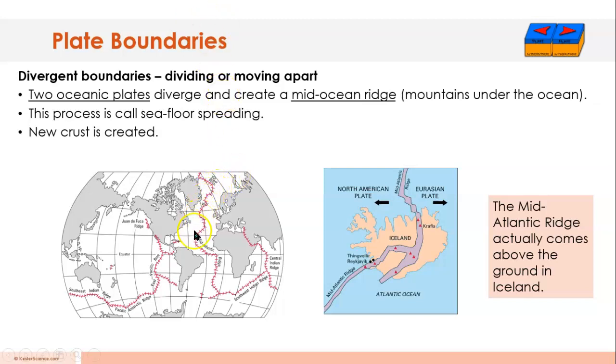Underneath the ocean, you can see the Mid-Atlantic Ridge here that goes right through the Atlantic Ocean. That is where two plates come together that are moving apart from one another. You can see there are others like the Southwest Indian Ridge, the Pacific Antarctic Ridge, and others as well.